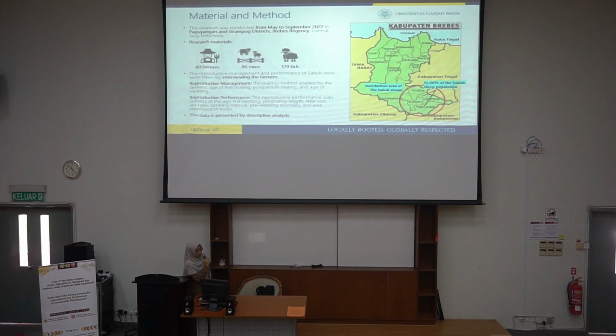Next, the material and method. This research was conducted from May to September 2022 in Paguyangan and Serampok District, Brebes Regency, Central Java, Indonesia. The materials were 60 farmers, 86 ewes, and 129 kids. For productive performance, we measured the age at lambing, pregnancy length, litter size, sex ratio, lambing interval, pre-weaning mortality, and ewe reproduction index. The data is presented by descriptive analysis.